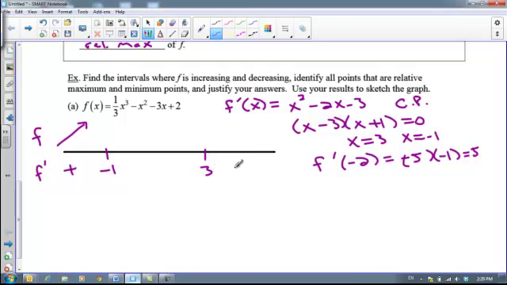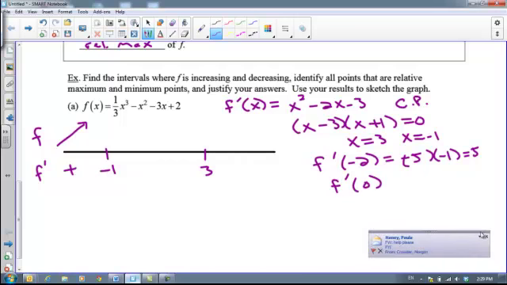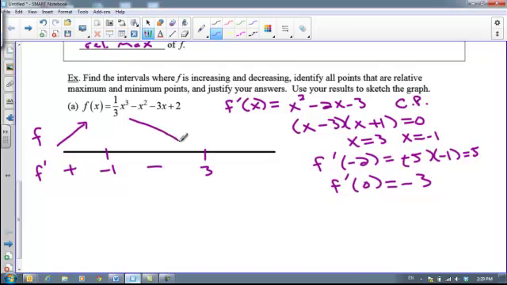Then I'm going to check another point in between our critical points. Let's try f prime at 0. 0 is not a critical point, it's a point in between negative 1 and 3. And if I plug that in, I'm going to get a negative answer. So that means that f is decreasing on that interval, because f prime is negative.